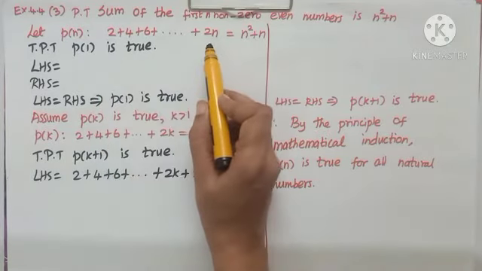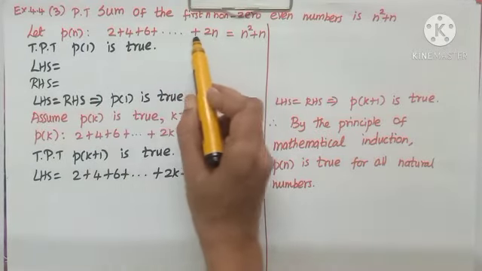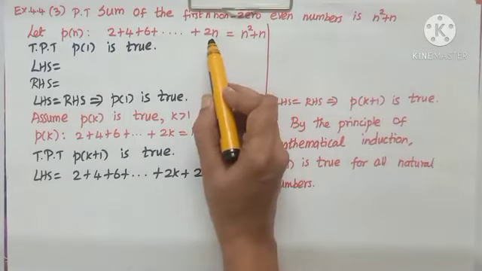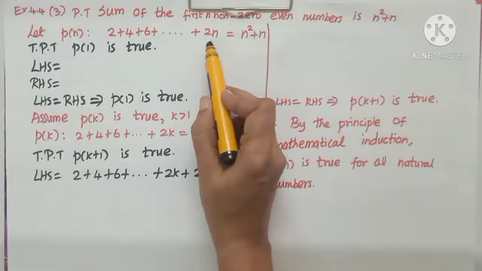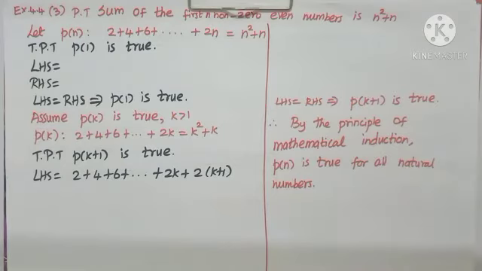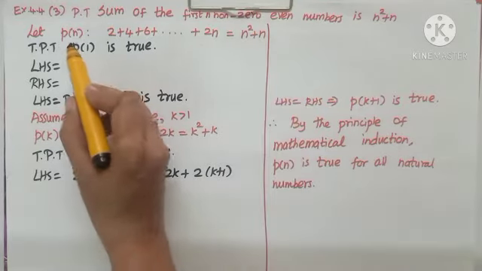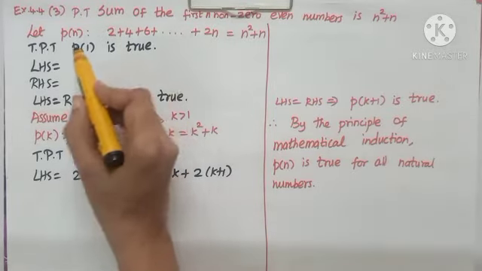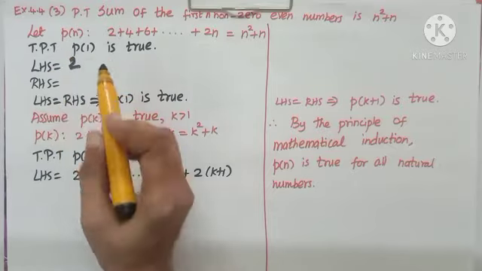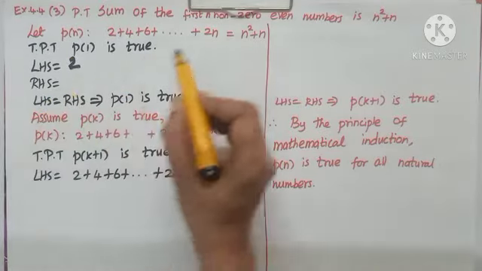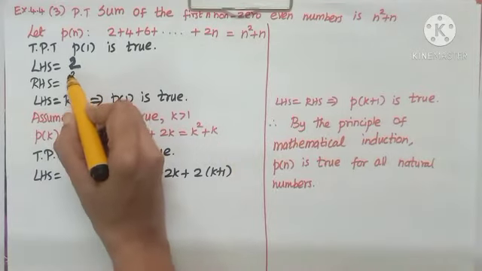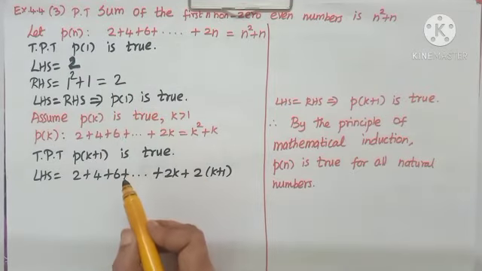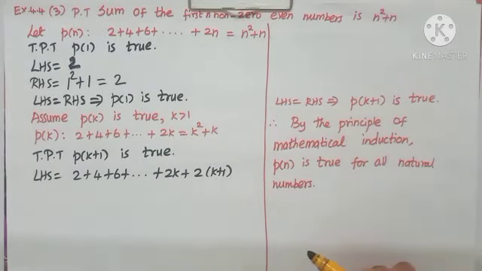2, 4, 6 up to 2n. 1 to n you multiply by 2, and the answer they have given is n square plus n, the sum of all first n non-zero even numbers. Take the given statement as P of n. The next step, to prove that P of 1 is true. LHS, only the first term, that is 2. RHS, wherever n comes put 1, it is 1 square plus 1, which is 2. LHS equals RHS implies P of 1 is true.